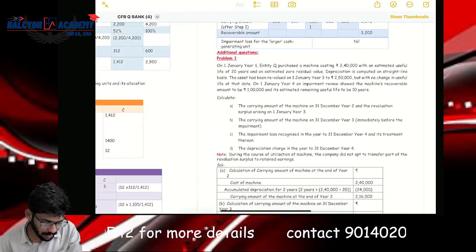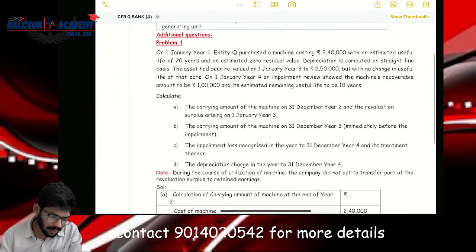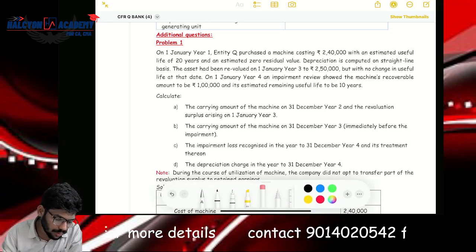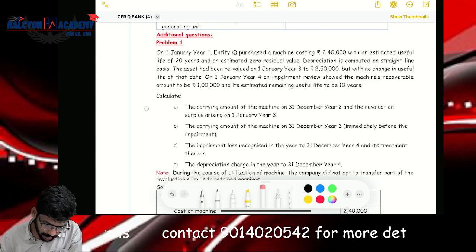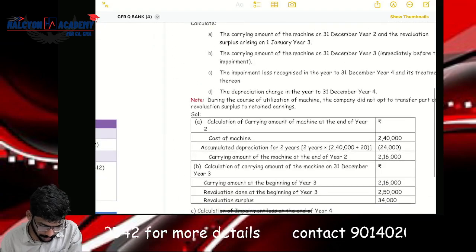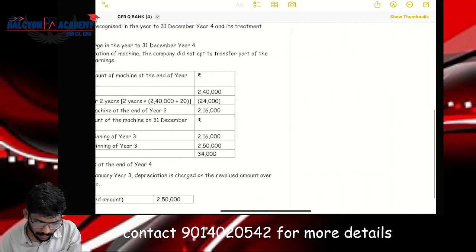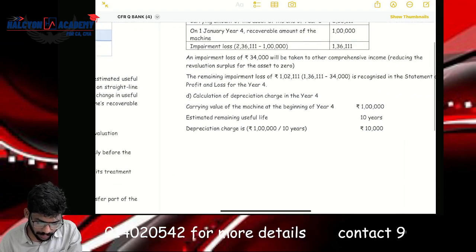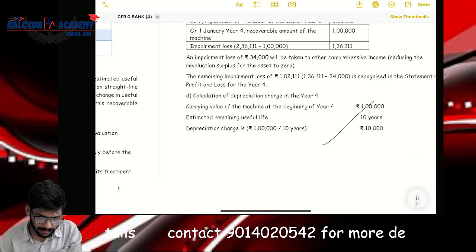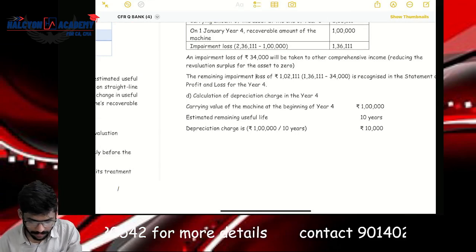We have a solution also, but just follow the notes. Additional question number one, we already discussed a problem on this, so this question is homework for everyone. I hope the answers are also there for you, so you can calculate easily. Easily you can solve this question. Clear? This is impairment loss, IAS 36.